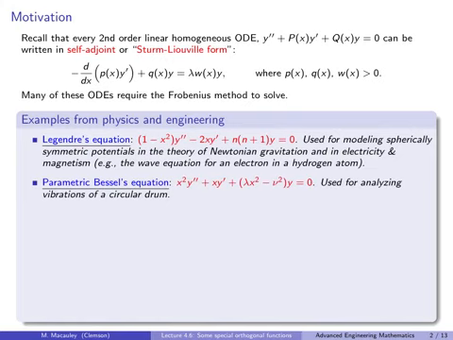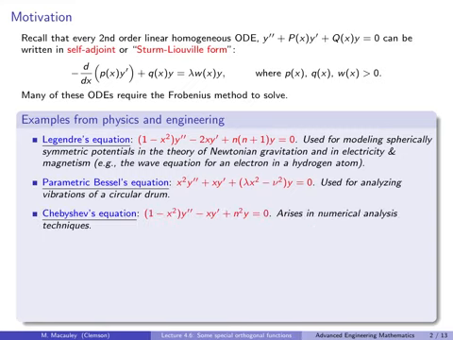The next one is parametric Bessel's equation. Now you've seen the regular Bessel's equation, which is a special case when lambda is 1, but the more general form is x squared y double prime plus xy prime plus quantity lambda x squared minus nu squared y equals 0. And this is used for analyzing vibrations of a circular drum. Chebyshev's equation, 1 minus x squared y double prime minus xy prime plus n squared y equals 0. This arises in numerical analysis techniques.